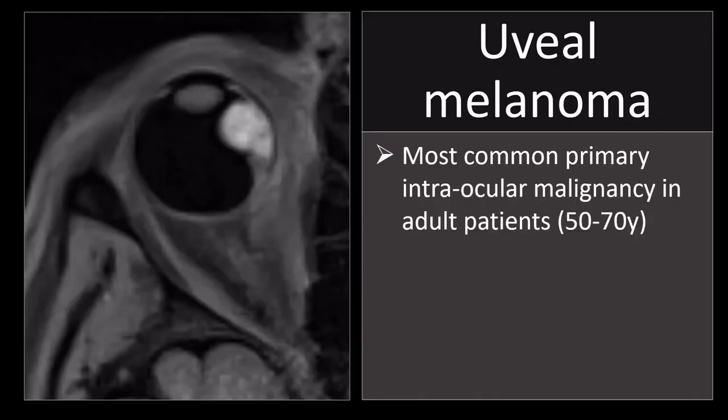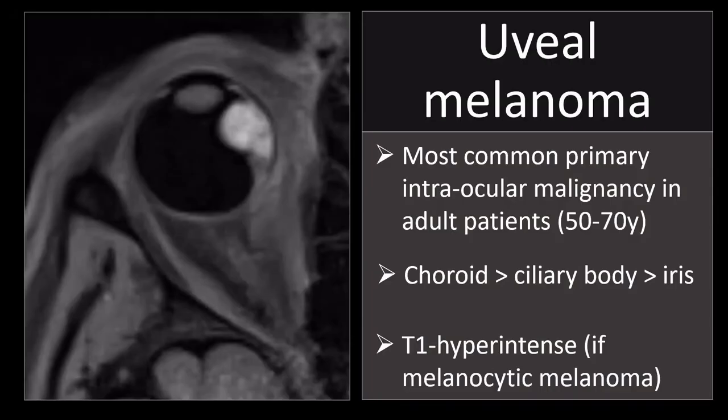Uveal melanoma is the most common primary intraocular malignancy in adult patients, typically in age ranges 50 to 70, but of course that's not absolute. And it involves the choroid more than it does the ciliary body or the iris, but of course involvement of the ciliary body and iris are possible. And what is very characteristic for them on imaging is that they can be T1 hyperintense, provided we are dealing with a melanocytic melanoma. Keep in mind that some melanomas are amelanocytic, and these will not be T1 hyperintense.